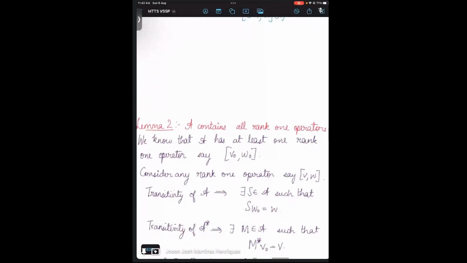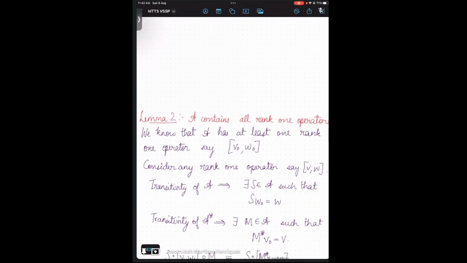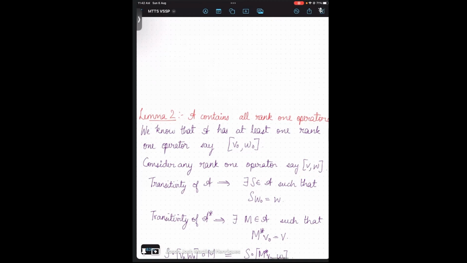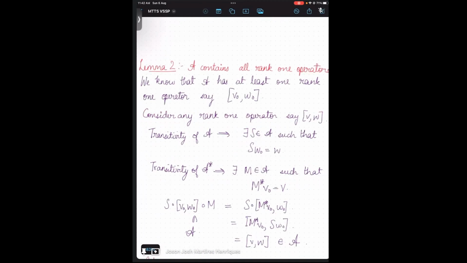So now we finally finish the proof off by showing that the algebra contains all the rank 1 operators. So we know that we have at least one rank 1 operator, which I denote by this v0 comma w0. So if I'm given any rank 1 operator now, let's say v comma w, I know that the subalgebra A is transitive. So in particular, I have a method to go from w0 to v via a member of the subalgebra that I'm considering.